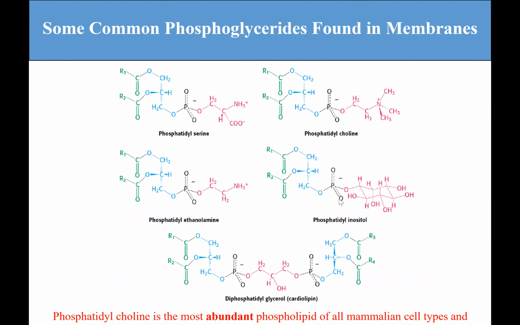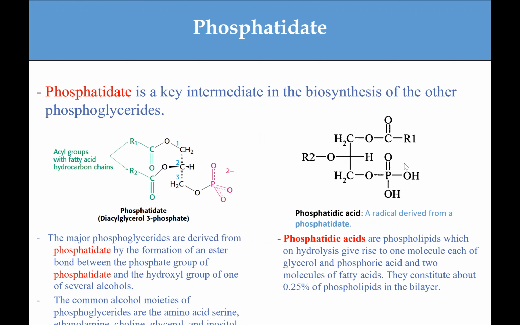Then we have something called phosphatidic acid. This is the structure here. We can break down phosphatidic acid to get one molecule of glycerol, two fatty acids, and phosphoric acid. They make up the phospholipid bilayer in the cell membrane, and they constitute 0.25% of it.